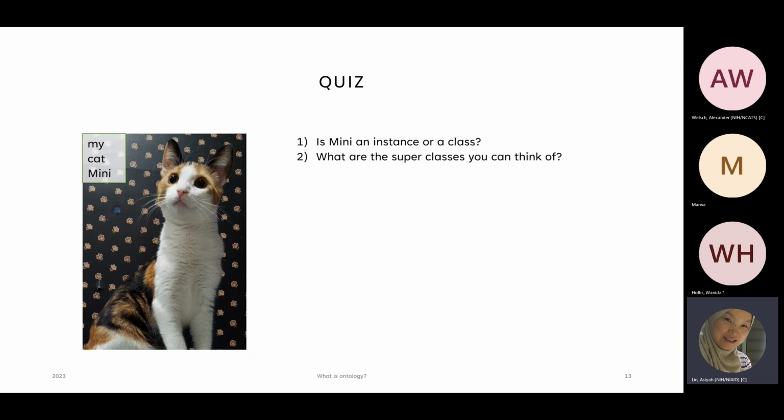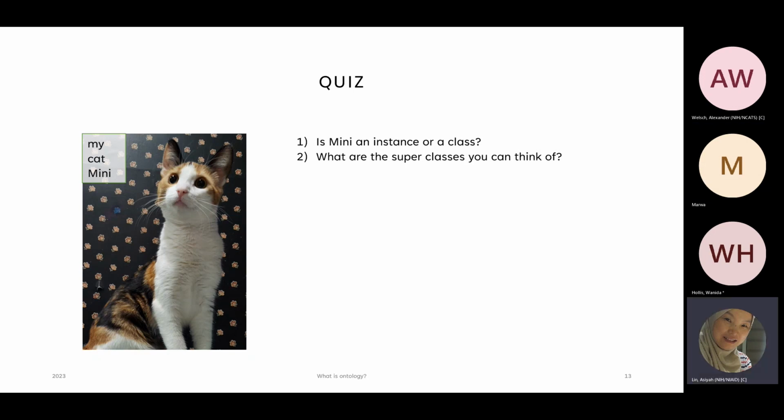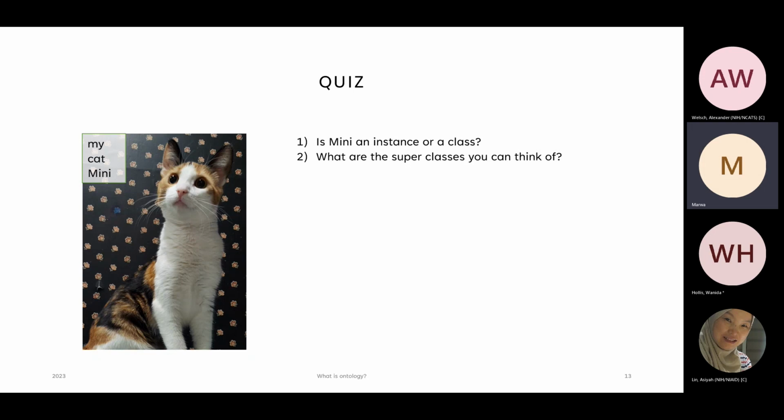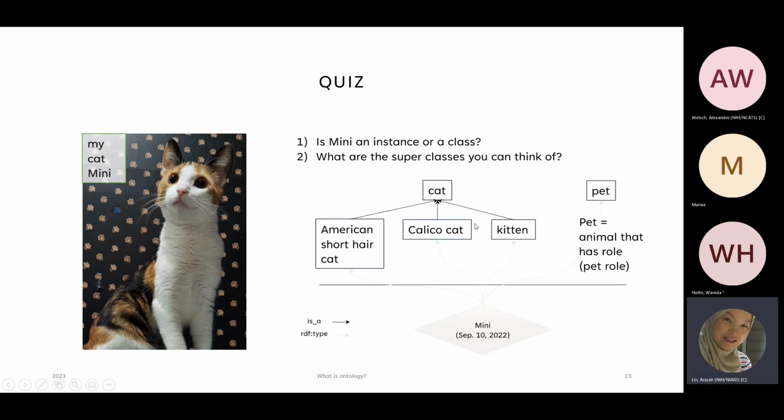Okay, so second question. What are the superclasses that you can think of when we put Minnie in an ontology, for example, a cat? Minnie is an instance of some class, and is there any superclass for this class that you can think of? Pets or animals. Yeah, pet. Mammal. Yeah. What about cat? Yes, cats. Right. Anything else? What about a kitten? Because she's only 6 months, still a kitten. Right. Yeah, so this is what I'm thinking of, but you can put more.